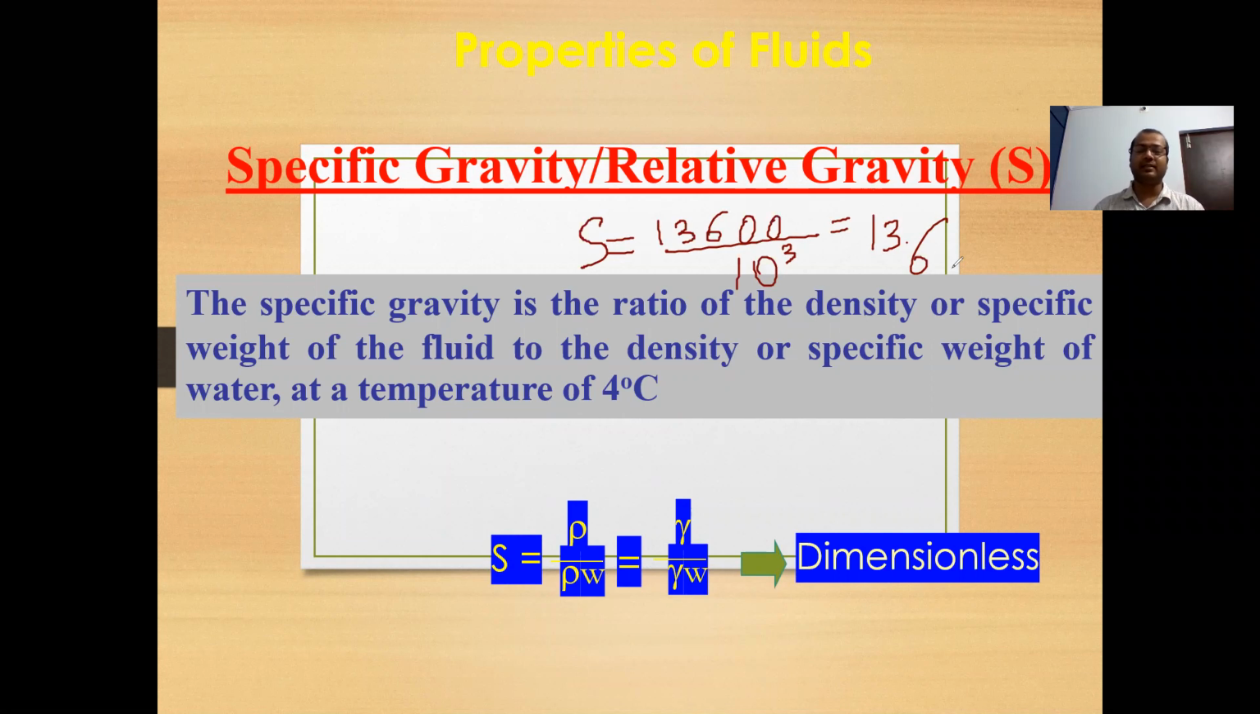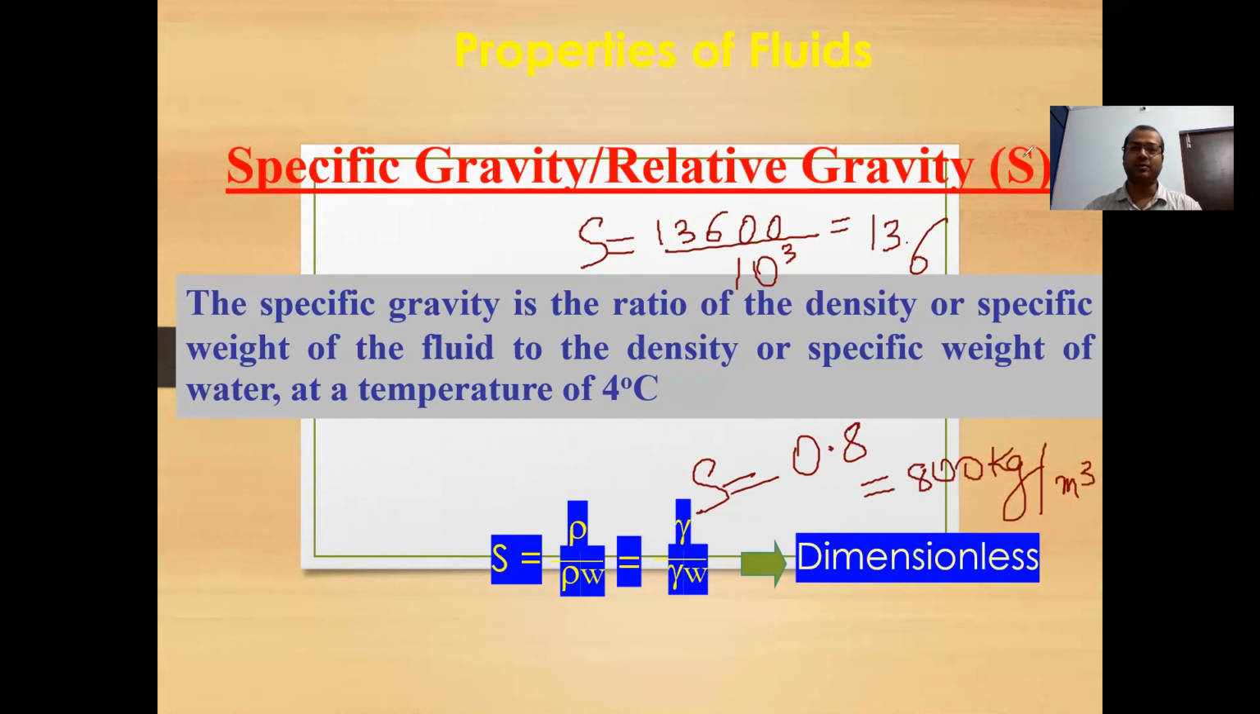A very important thing is that if we know the specific gravity of any fluid, then we can find its density, and vice versa. For example, if the specific gravity of an oil is 0.8, generally the specific gravity of oil is always less than 1. So what will be its density? We just have to multiply by 1000. So 0.8 into 1000, we get 800 kg per meter cube. This is the density of that particular oil. This is a very important property which we have to remember.